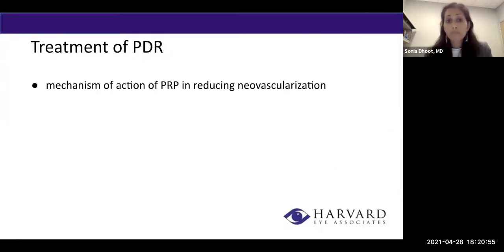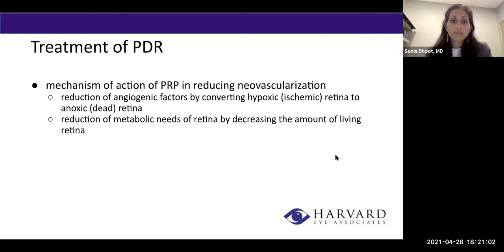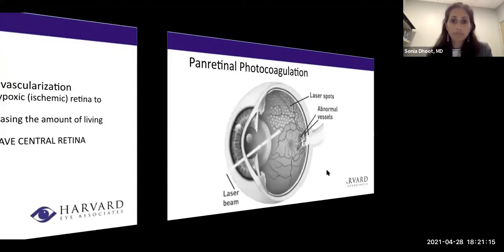So like we said, the mechanism of action is reducing those new blood vessel growth. So basically, the bottom line is the PRP treatment destroys the peripheral retina to save the central retina. And it's kind of like the robbing Peter to pay Paul analogy.